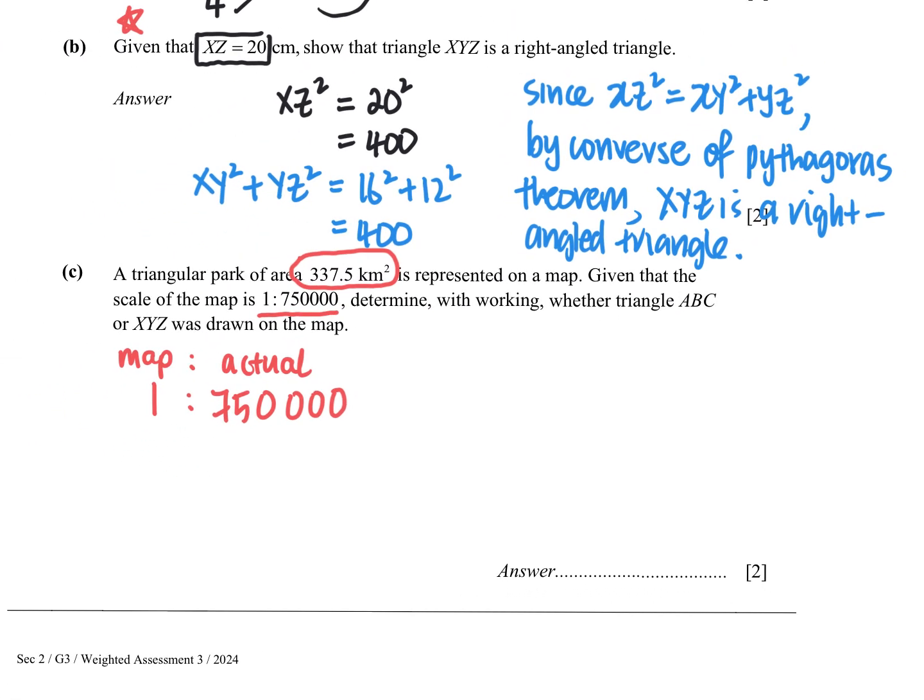So first thing first, let's try to convert it into the unit we want. Both of them are default cm. So 1 cm on the map. So if you have a small map here, 1 cm here is actually 750,000 cm on the actual floor. So when you draw 1 cm, is this length on the actual ground. So let's do your conversion.